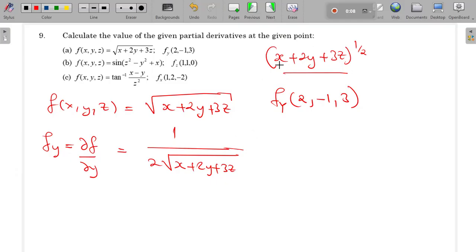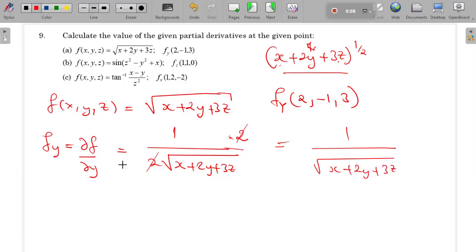So I differentiate; x and 3z are treated as constants. I differentiate 2y, and I just remain with 2 there. So this is multiplying the 1 over 2, then this 2 and that 2 cancel. Then I just remain with 1 over the square root of x plus 2y plus 3z. So this is what I remain with.